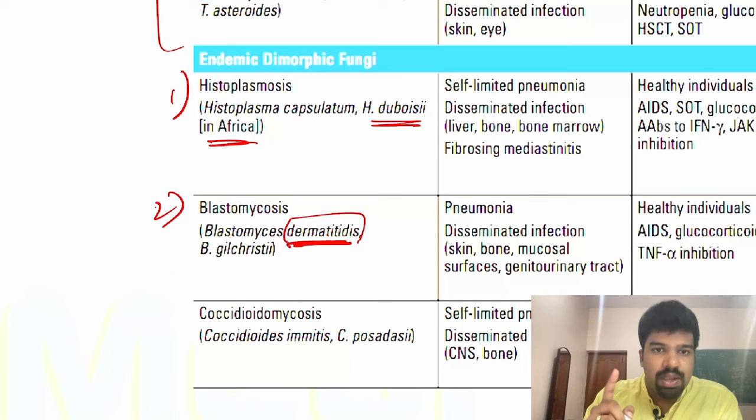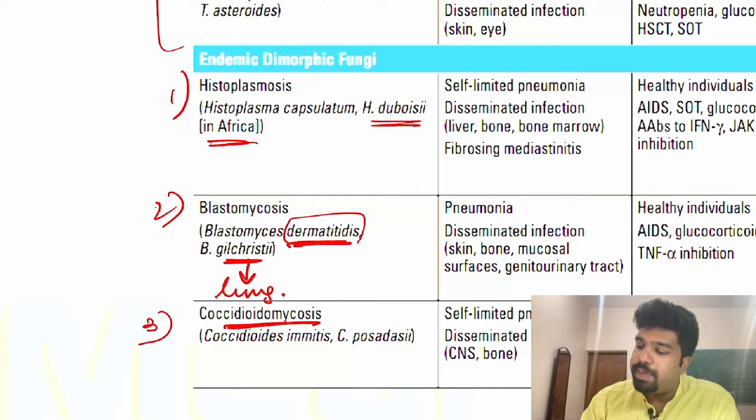It is a disseminated infection in contrast to Gilchristii, which is going to be restricted to lung. It's restricting itself to lung. Okay, third one, coccidioidomycosis. You have two types, immitis and posadasii.